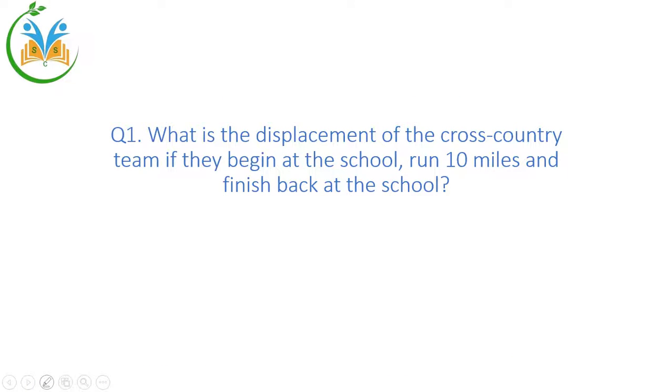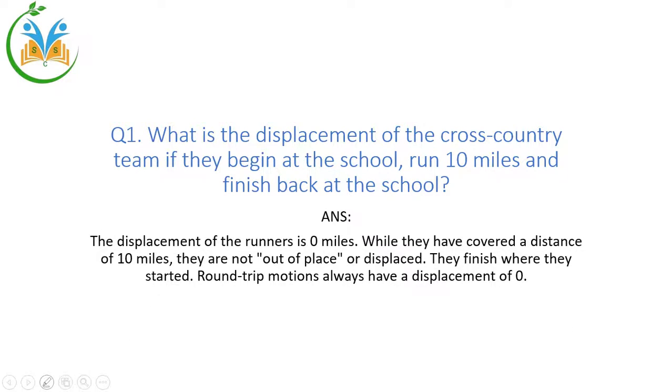Here is the question on the screen. The question was, what is the displacement of the cross country team if they began at school, run 10 miles and finish back at school? So read the question once again, students. What will be the answer? Yeah, this is the answer. The displacement will be 0 and the distance will be 10 miles. See, I'll explain how.